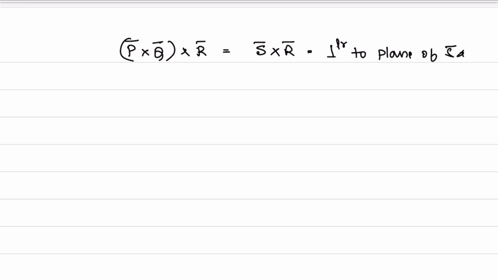And P cross Q cross R is equal to S cross R, since P cross Q is S. This is perpendicular to the plane of S and R. Already S is perpendicular to the plane of P and Q. Hence, S and R.